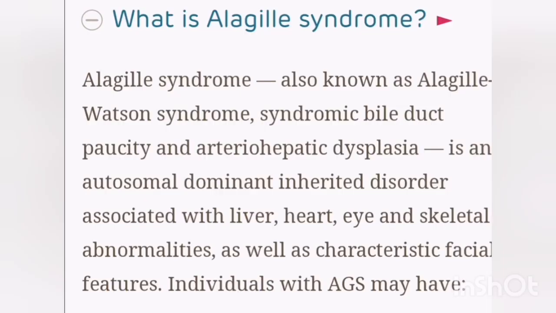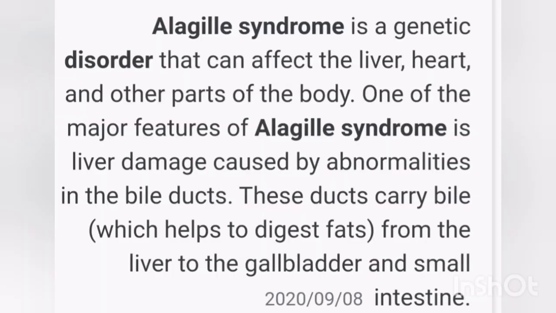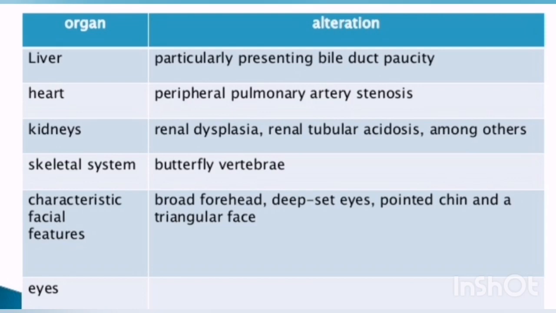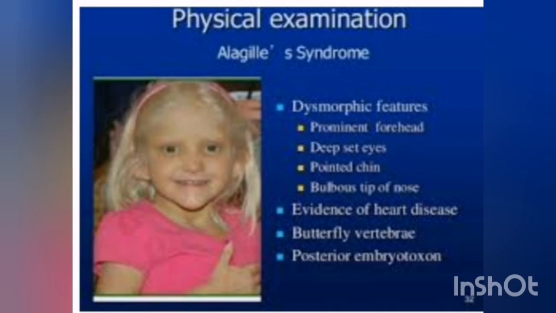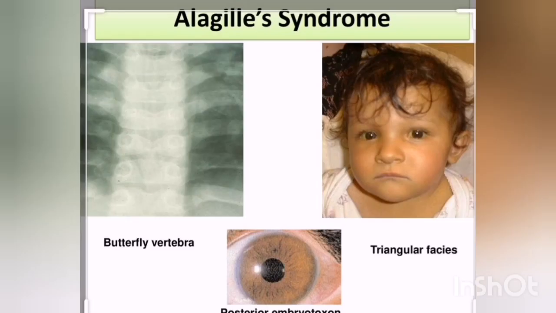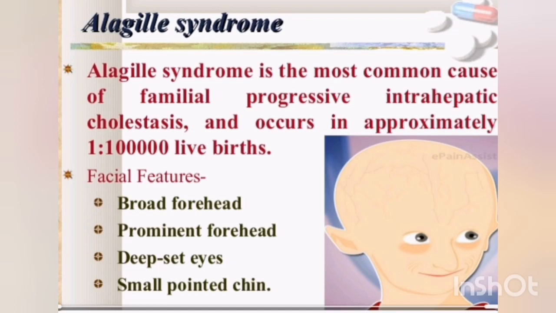Clinical presentation: many people with Alagille syndrome have similar facial features, including a broad, prominent forehead, deep-set eyes, and a small pointed chin. It is predominantly caused by a change in the gene called JAG1, located on chromosome 20.